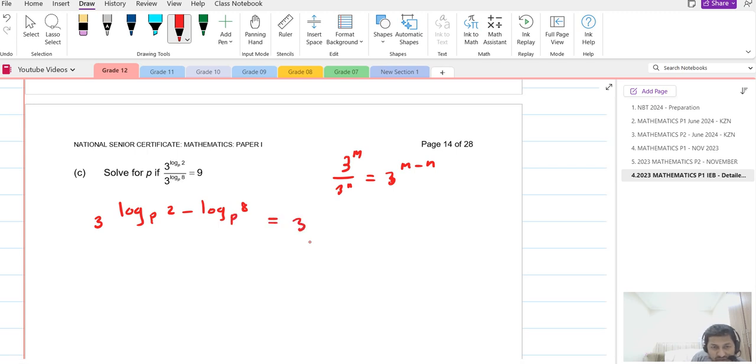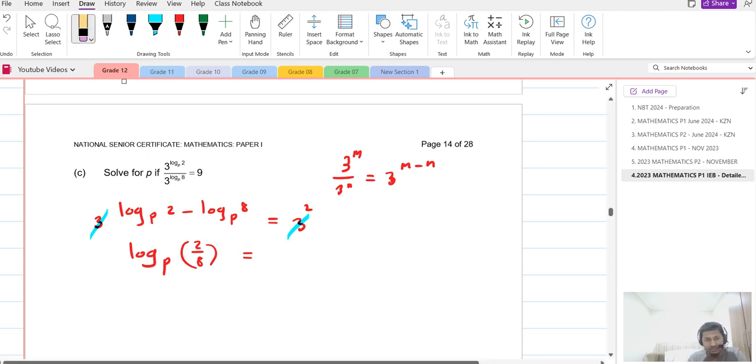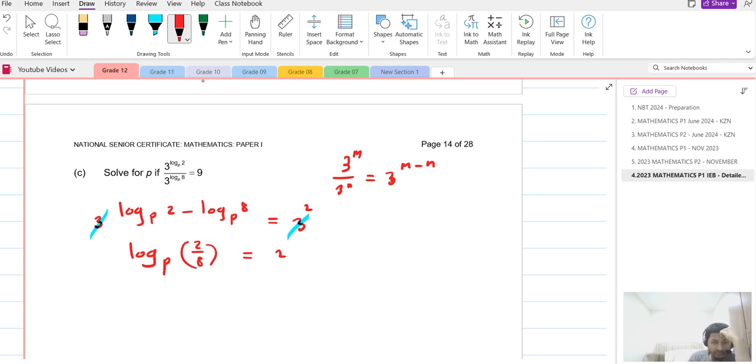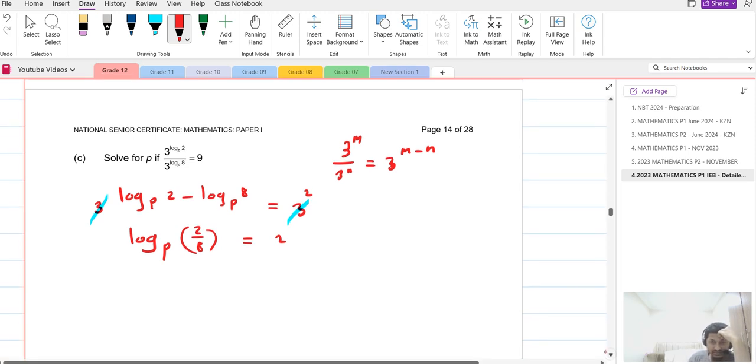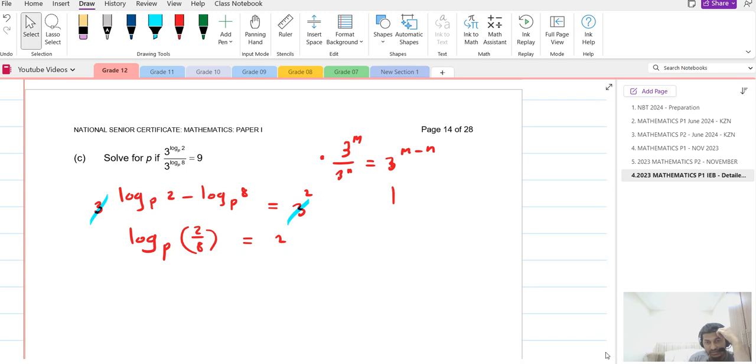So now I can drop the bases, right, and solve for this. So now what happens when you have subtraction of logs? When you subtract logs, you divide. So you get log 2 over 8 is equal to 2. 3 squared is 9, so we drop the bases. Now we have 2. So 2 over 8, right? So same base. Remember, that's one rule. Next rule is that's 3 to the power n here.